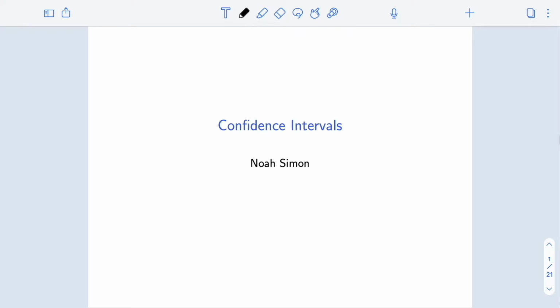All right, we're going to talk now about confidence intervals, and we're going to begin by thinking about confidence intervals not in an asymptotic regime, but what confidence intervals are, how confidence intervals are constructed, how they engage with sampling distributions, and then later in future lectures, we're going to think about confidence intervals in asymptotic statistics.